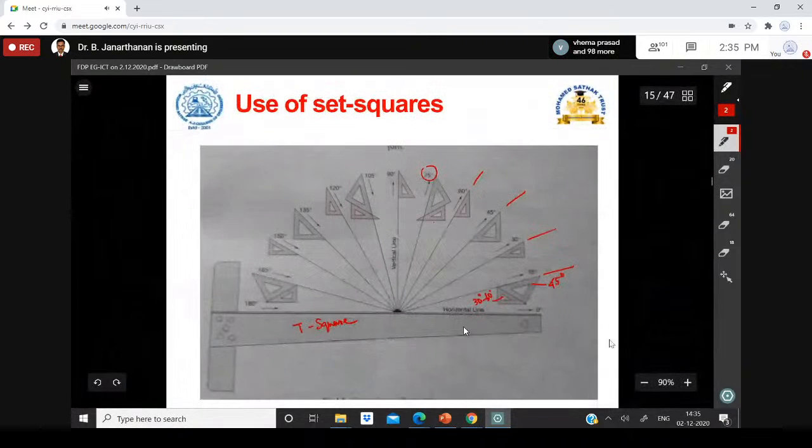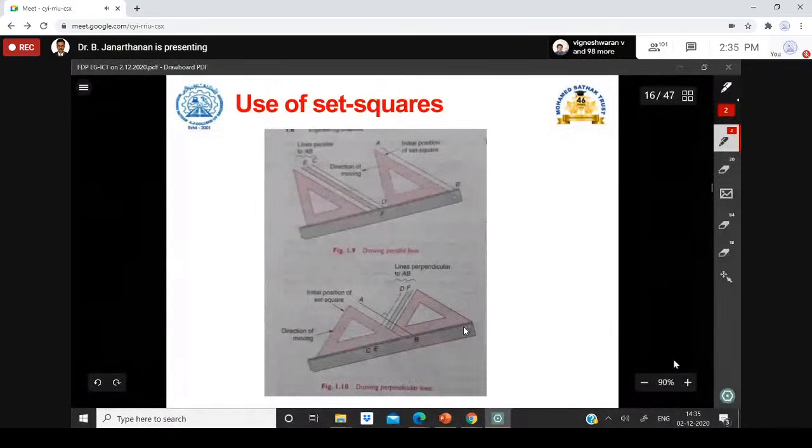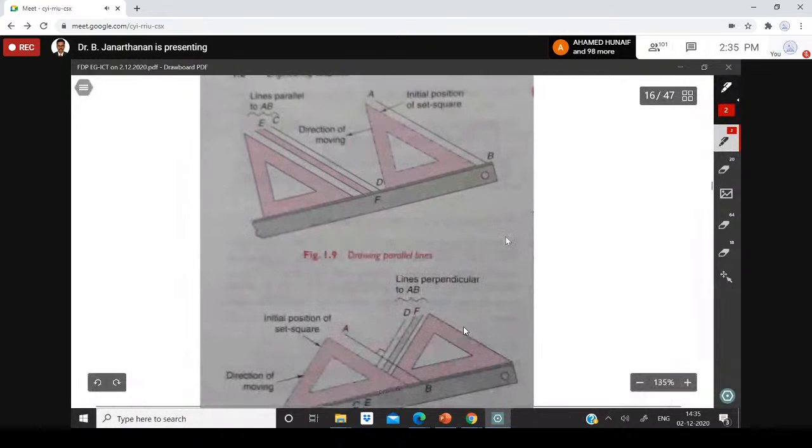Then we have how to draw parallel and perpendicular lines. So somebody has turned on the mic. Please mute your mic.